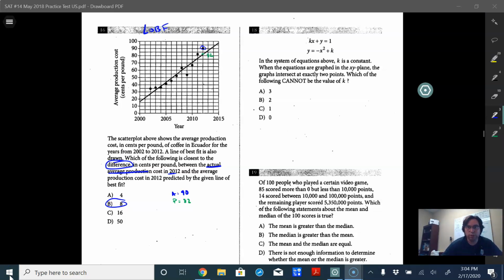Okay, let's look at number 18. And in number 18, what we see is that we have a linear equation up top, right? And then we have a quadratic equation that happens to be on the bottom that we have right here.